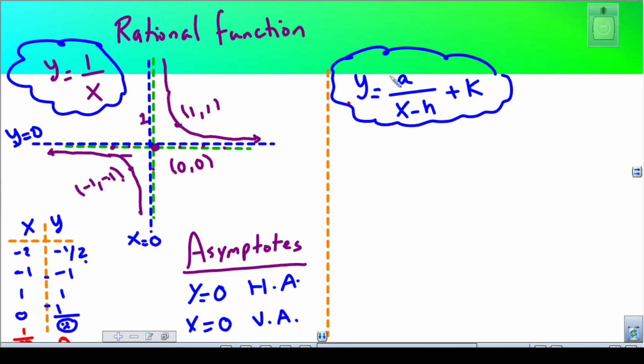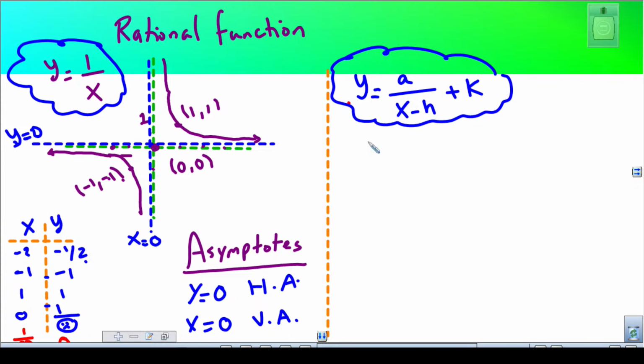A would be a factor that I would multiply by. It could be a fraction. It could be a whole number. And x minus h is always the same, so you are actually moving in the opposite sign of this. And k is up and down.